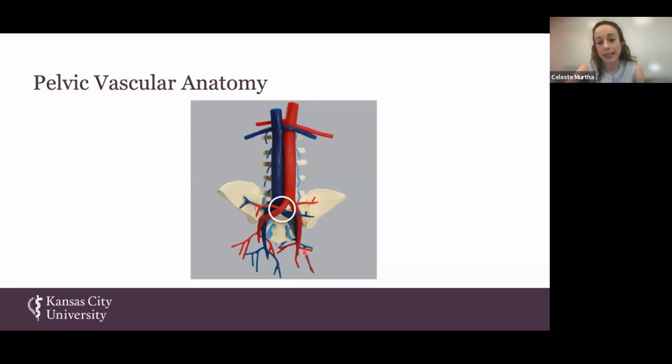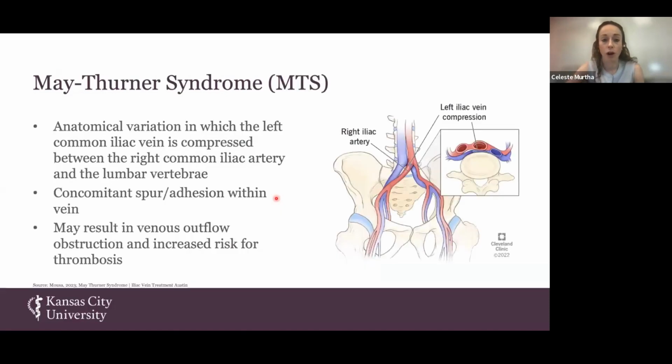So what you see here is the right common iliac artery descending down into the right lower extremity to perfuse it. And as it's doing that, it is running over the left common iliac vein. And this area right here is the foundation for a syndrome that we call May-Thurner syndrome. So May-Thurner syndrome just describes an anatomical variation in which the left common iliac vein here is compressed by the right common iliac artery and the lumbar vertebrae. And it's usually the fifth lumbar vertebrae. However, that is a bit variable.